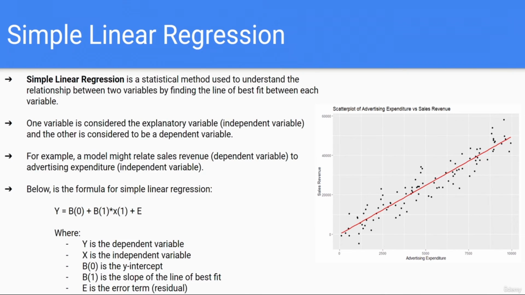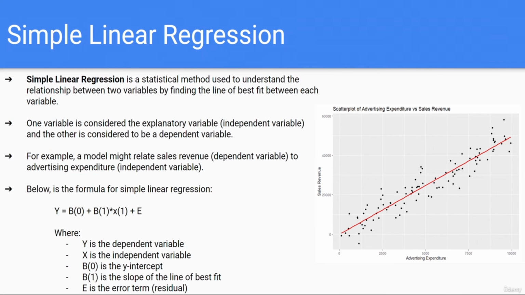And so simple linear regression, or just linear regression in general, is a method to use to be able to understand the relationship between two variables. And essentially what we're trying to do is figure out what is the line of best fit between these two variables. As an example, you remember we plotted the scatter plot of the advertising expenditure and sales revenue. We saw that it had a strong linear relationship. The correlation coefficient wound up being close to 0.95.